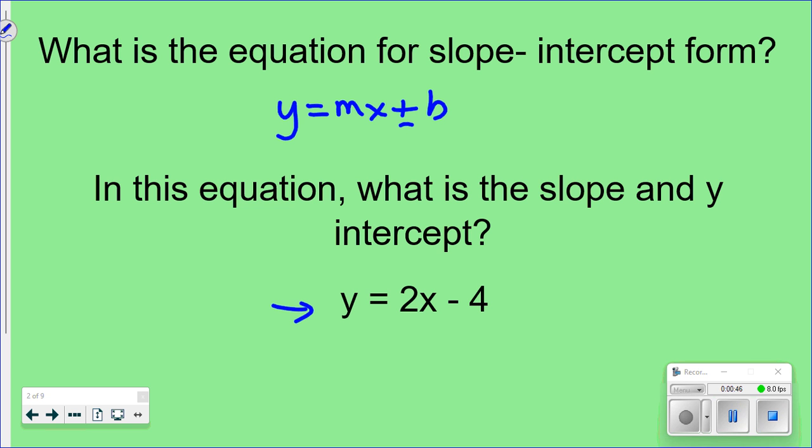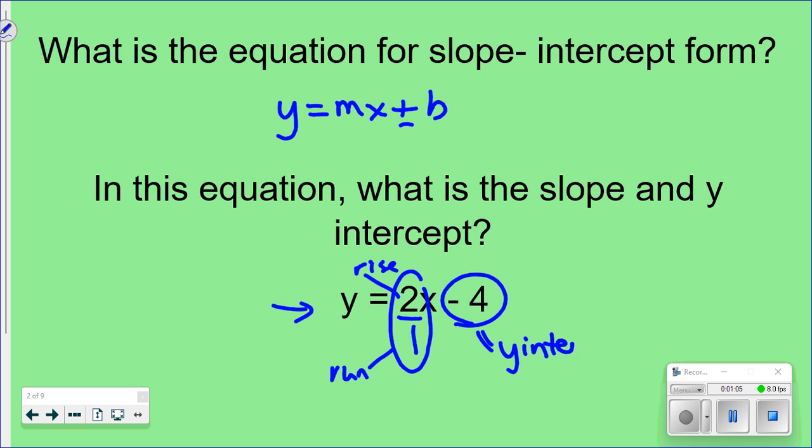So in here it says y equals 2x minus 4. In your head, I want you to think what the slope is and what the y-intercept is. So the slope is here, and usually if it's a whole number, I can put a 1 underneath. This tells me the rise, and this tells me the run. And this right here is the y-intercept, meaning where it's going to go over the y-axis. So we have to know these things today to be able to solve what we're doing.